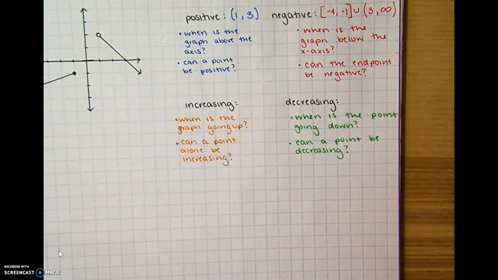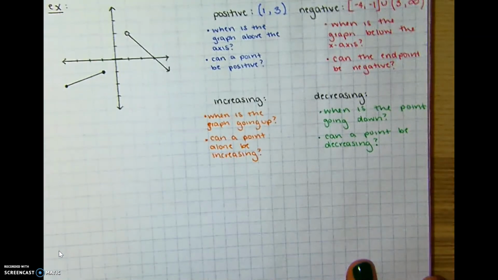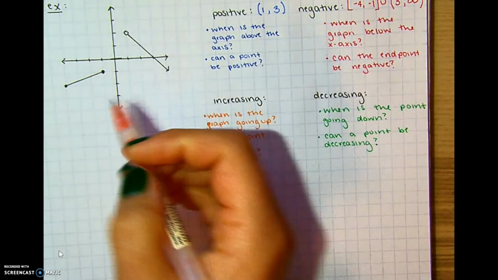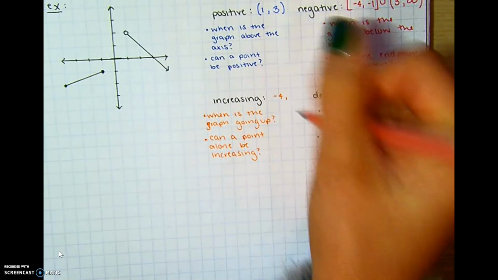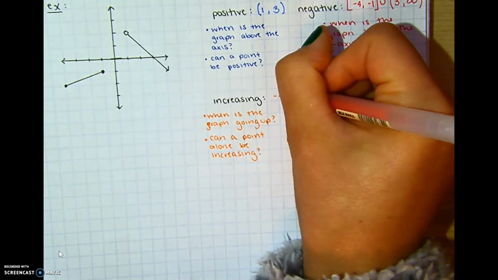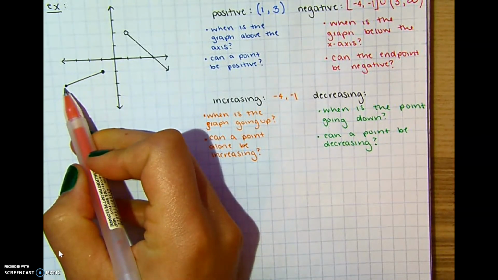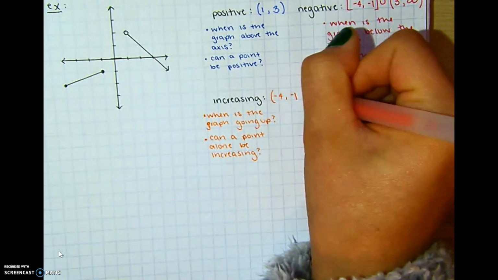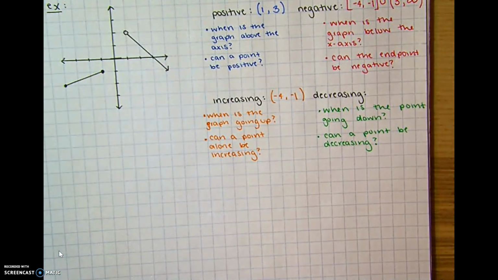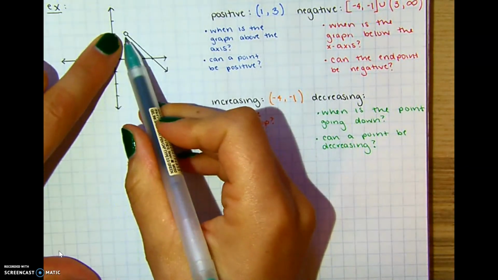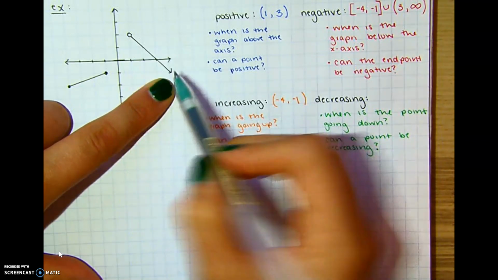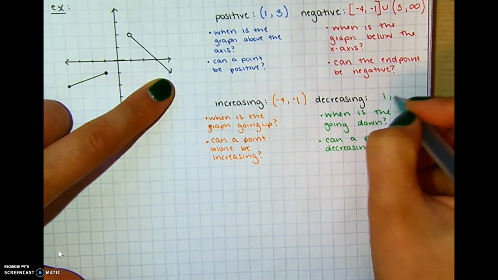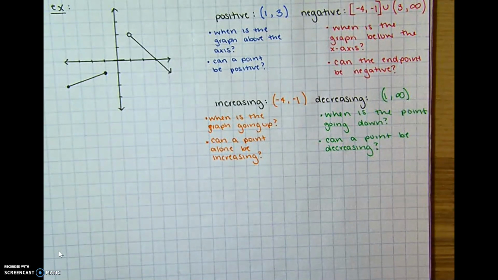All right, finally increasing, so from left to right. It's increasing from negative 4, and it's increasing until we get to negative 1. And then a point by itself is not increasing or decreasing, so we just use soft brackets. So similarly, it's decreasing from 1 to, remember, x values, so from 1 to infinity. And that's it.